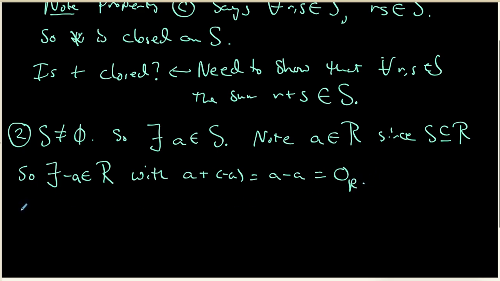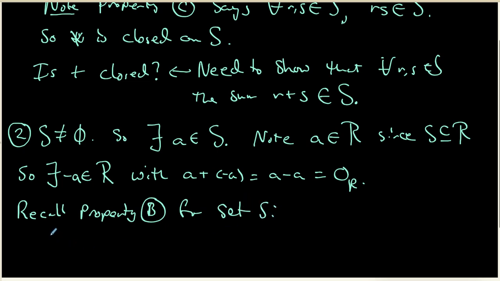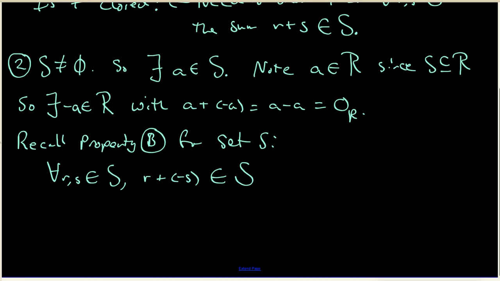But now let's look at that second property that set S has. So let's look at property B for set S. Property B for set S says that for any pair of elements inside S, the sum r plus minus s is known to be inside of S. Now, this is a universally quantified statement. That's what that symbol there is. And so what we're going to do is let r be a, and we're also going to let s be a.